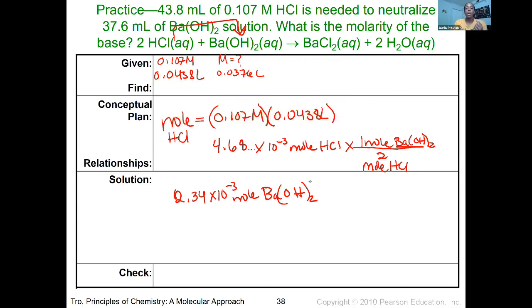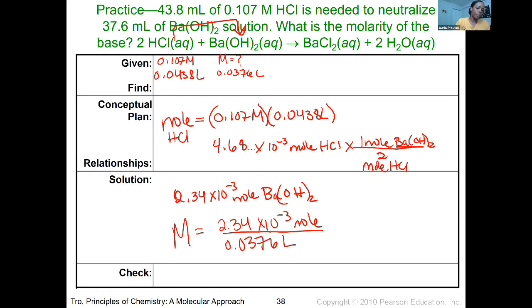So then the last step to get our molarity would then be the mole amount divided by the volume. So we would take the moles, 2.34 times 10 to the negative 3 moles, and divide it by the volume of 0.0376 liters. And what we end up with is a molarity of 0.0623 capital M for our final answer.